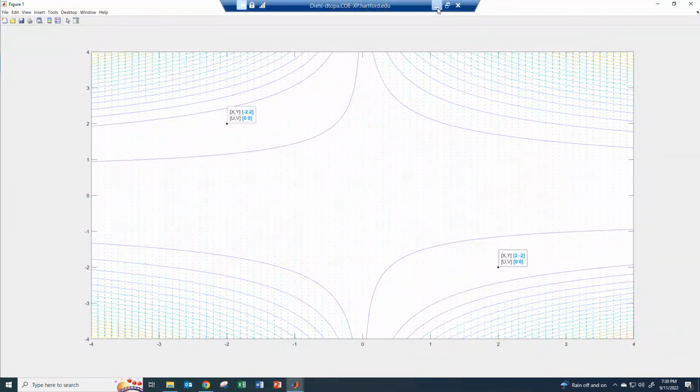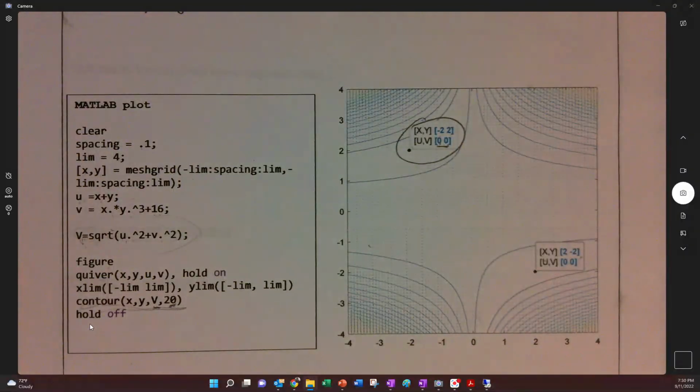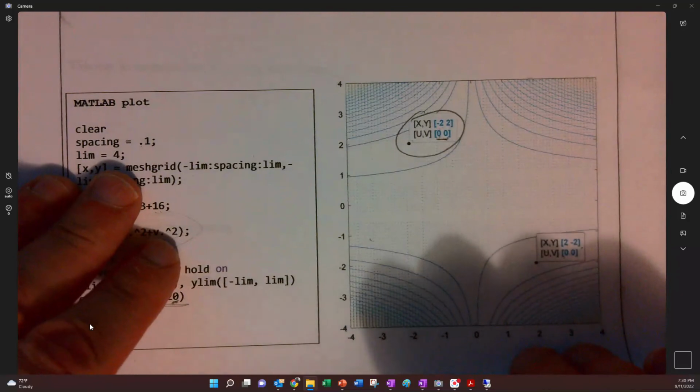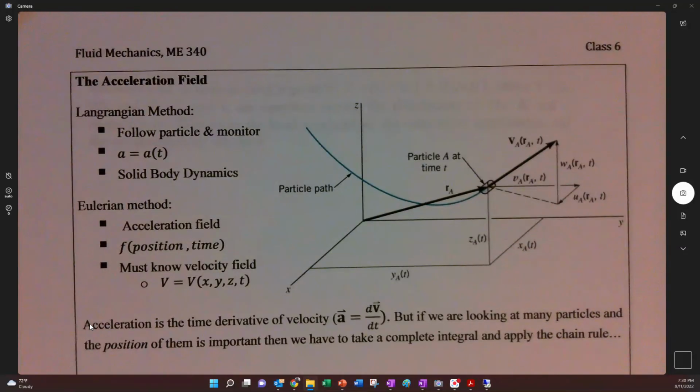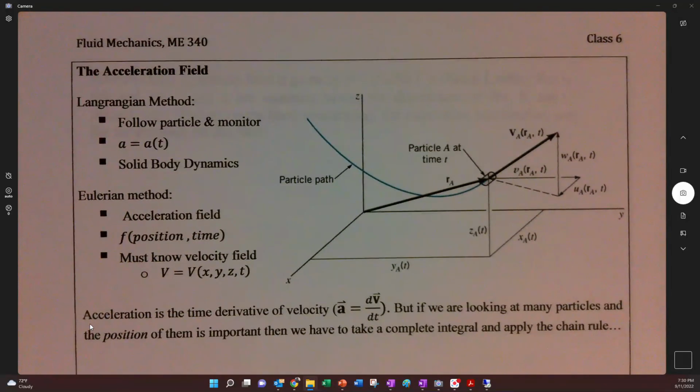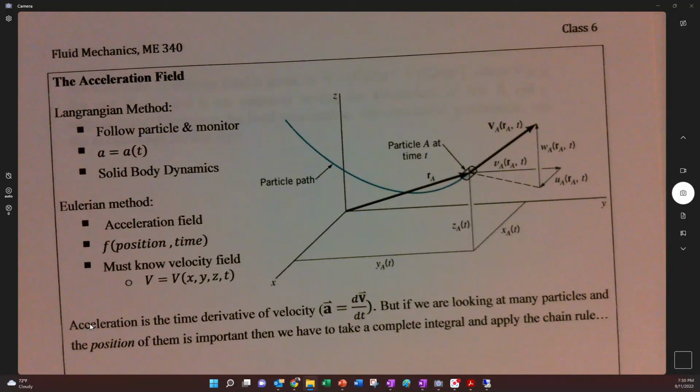So let me close this thing down. I don't know how much longer I want to continue, because I could crash at any moment. I guess I'll go and talk about the acceleration field in the new video right here, so that I'll just let that be a freestanding example by itself.